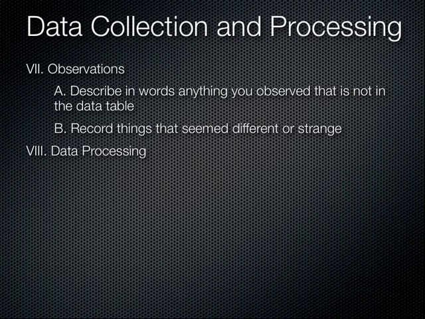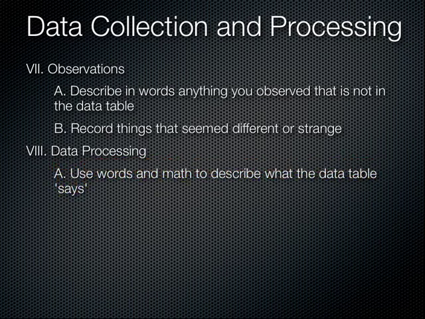After you actually finish your experiment, you need to process your data. And this part of your lab report is where you would use words and math to describe what the data table says. This is an actual process that you're going to do. And you're going to be looking for any kinds of patterns or trends in the data. Increase, decrease. Is there anything that you can see that would lead you to believe there's a pattern in the data that would help you in your conclusion? But it's also where we need to change the data.